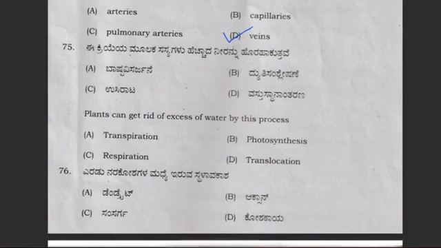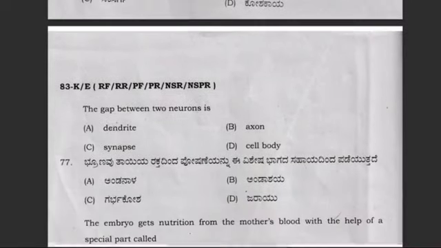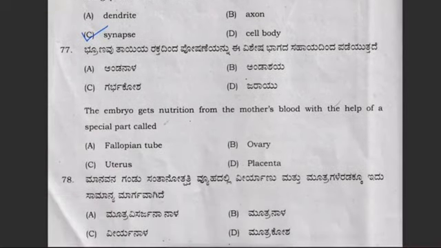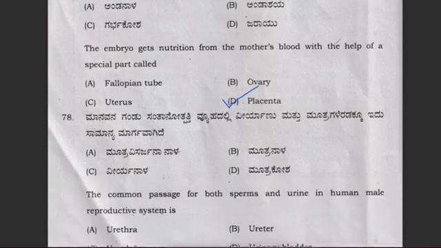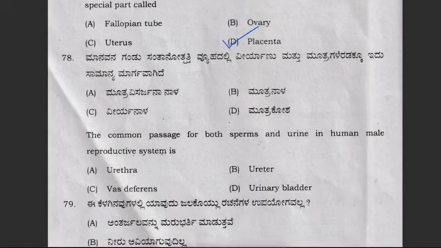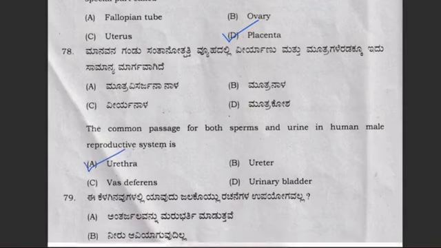Plants get rid of excess of water by this process, transpiration. The gap between the two neurons is synapse. The embryo gets nutrition from the mother's blood with the help of a special part called placenta. The common passage for both the sperms and the urine in human male reproductive system is urethra.